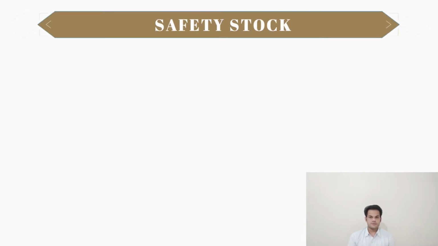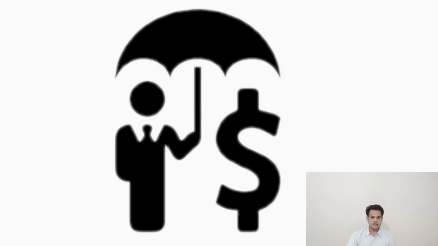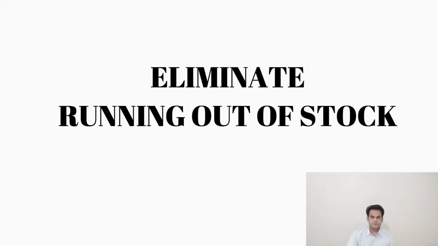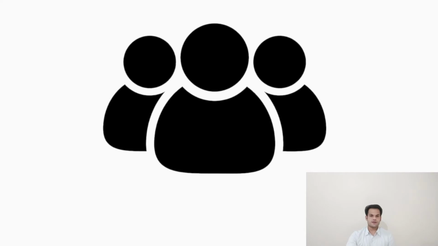Fourth type of inventory is safety stock inventory. Safety stock inventory is a type of inventory where an extra quantity of product is stored in the warehouse to prevent an out of stock situation. It serves as an insurance against fluctuation in demand. Safety stock inventory helps to eliminate the hassle of running out of stock. If a company holds sufficient safety stock, then they don't need to rely on their suppliers to deliver quickly or turn away customers because of depleting inventory levels.